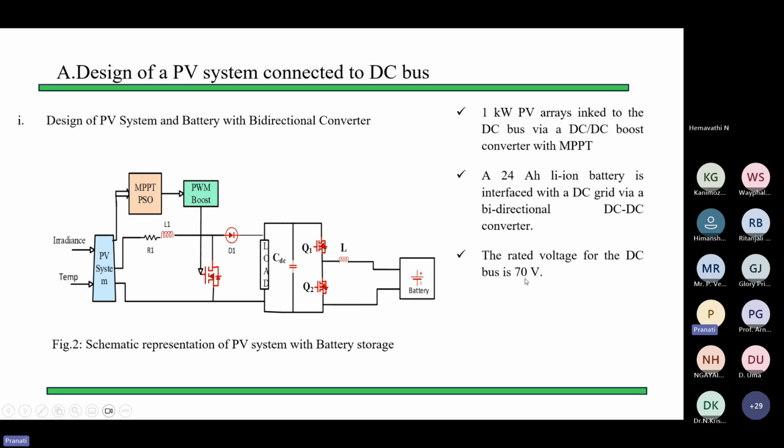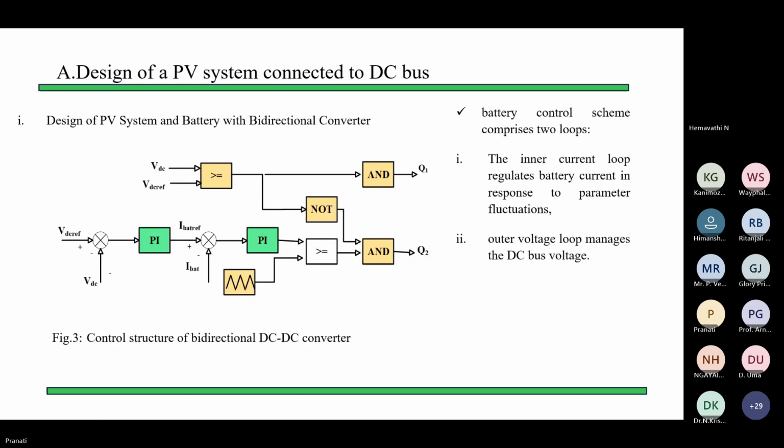Now, the rated voltage of the DC-DC converter is 70 volts, which comes from the MPPT algorithm. First, we need to check what the DC bus voltage is at this point. Then we need to give the reference accordingly. I'll show you in the simulation how to keep it at 70 volts. This is not randomly taken. We have to measure the voltage across this, then keep the rated DC voltage fixed. Then, the design of a PV system connected to the DC bus.